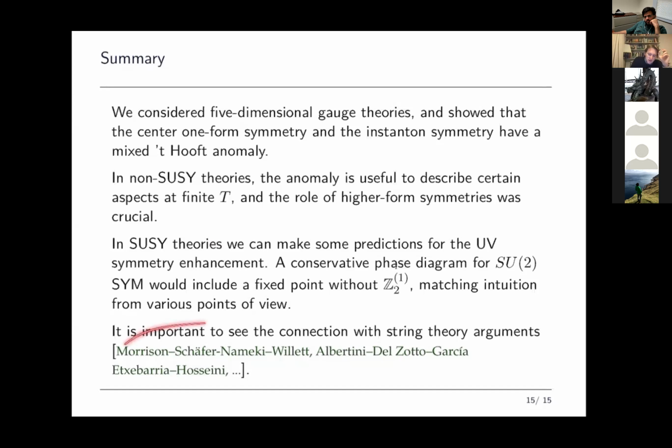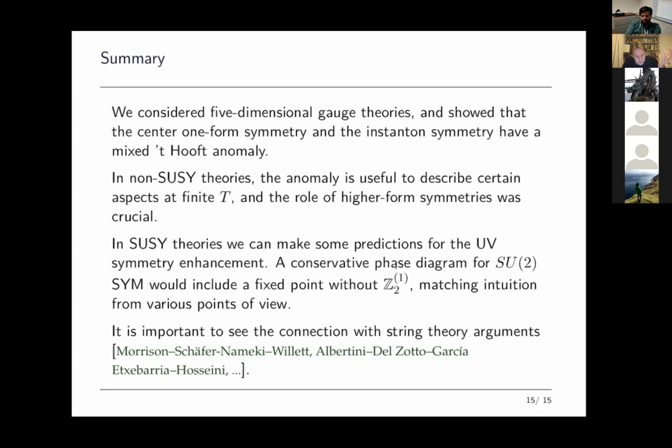Now, this last point is crucial. Most of what we said only required analysis in the infrared toolkit of gauge theorists. However, string theory, as we said in the beginning, has provided crucial insight into the structure of strongly coupled theories in dimensions higher than 4, as we saw in the past 4 talks. And there have been various developments in the past few months studying higher form symmetries from geometry.